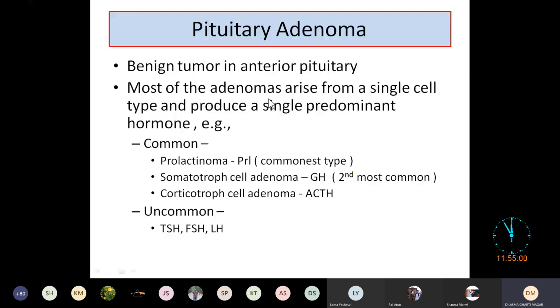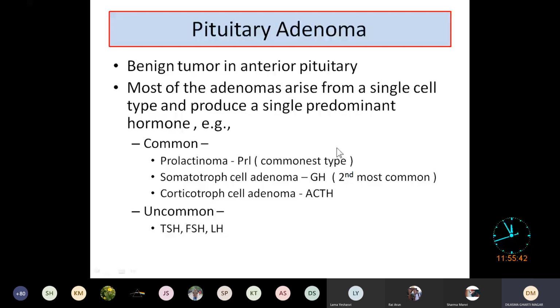Single cell means like the prolactinoma. Prolactinoma means, which cell will produce the prolactin hormone? Lactotroph, isn't it? Good. So whenever the lactotroph cells produce more and more of the hormone, the tumor is not called lactotroph, but it is known as the prolactinoma. Understood? So according to the hormone, the name is given here. The most common is the prolactinoma, and it definitely produces the prolactin hormone. So this is the commonest type.